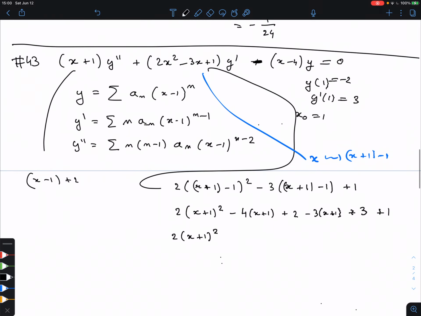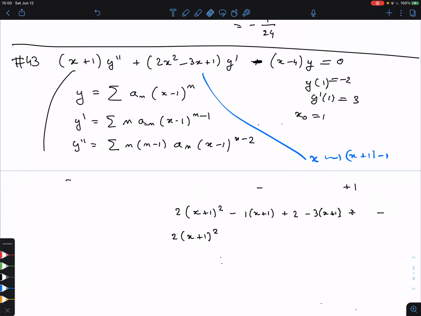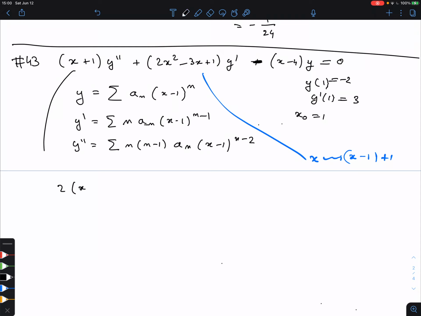Oh, I'm doing everything in terms of x plus 1. Sorry, it has to be x minus 1. I'm so distracted by this stylus pen acting up that I'm writing everything in the wrong zone. This is x. I have to write x as x minus 1 plus 1. So let me do 2x squared plus 1, 2. So this is 2 times (x minus 1 plus 1) squared minus 3 times (x minus 1 plus 1) plus 1.